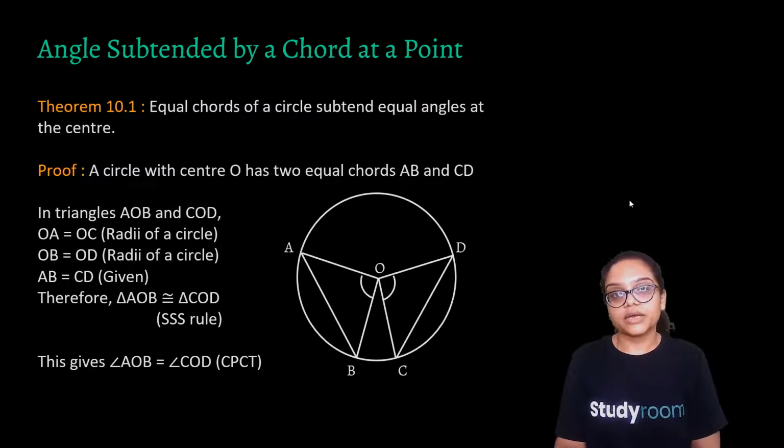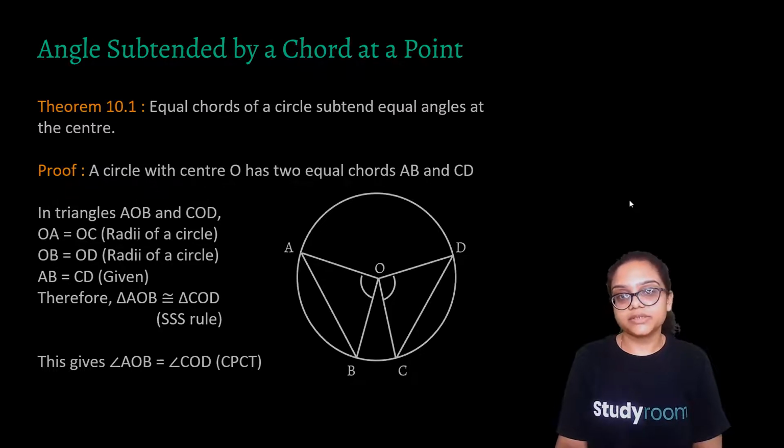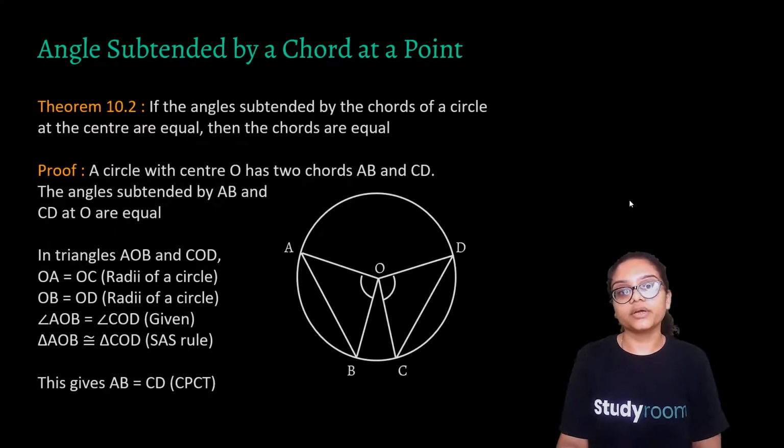Now how to prove that? Just draw the two triangles and prove that the two triangles are congruent by SSS condition. Since it's already given AB equals CD, and AO, BO, CO and DO are radii of a circle, all of them are equal. So the triangles are congruent by SSS. And since they are congruent, the angles would be equal by CPCT, corresponding parts of congruent triangles.